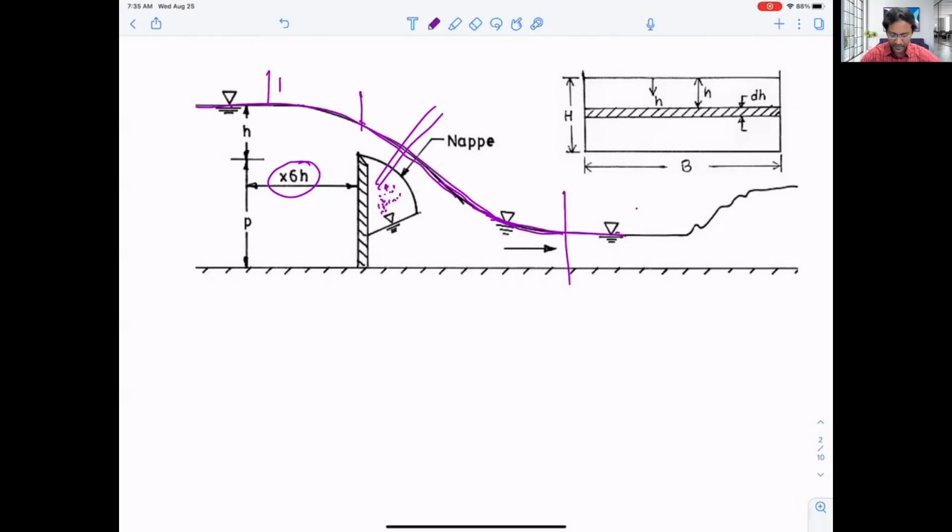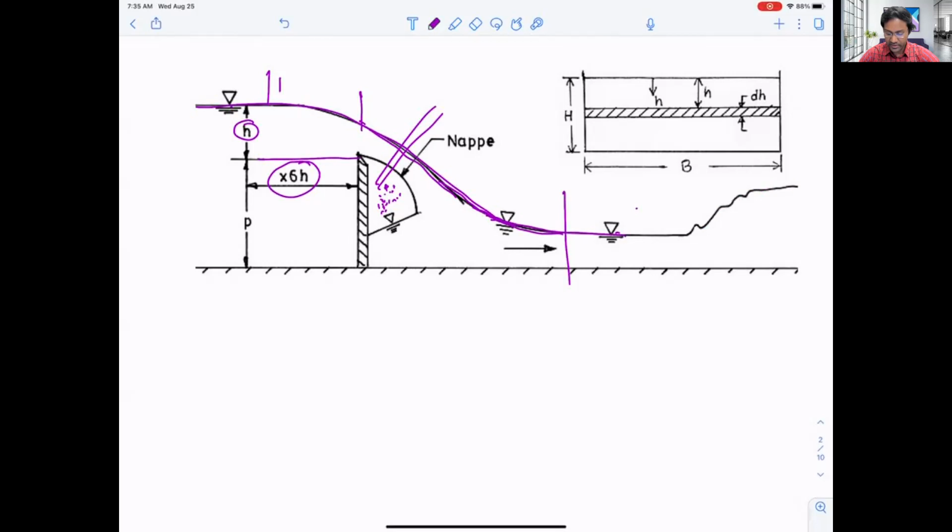Okay, so here what we are assuming is that the height of the weir is P, and the water depth above the weir is h, small h, because it is changing. It may change if you change the flow condition. If you increase or decrease the flow, h will increase and decrease consequently.